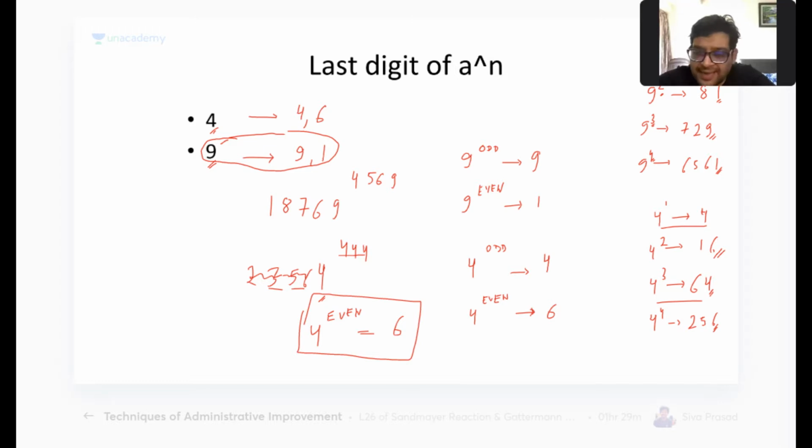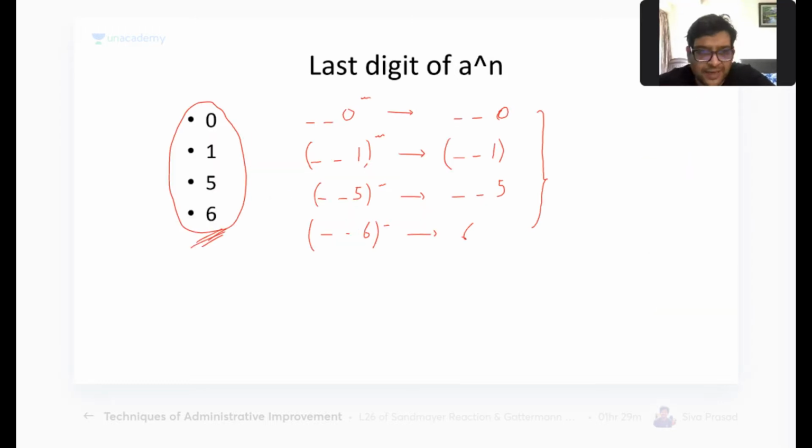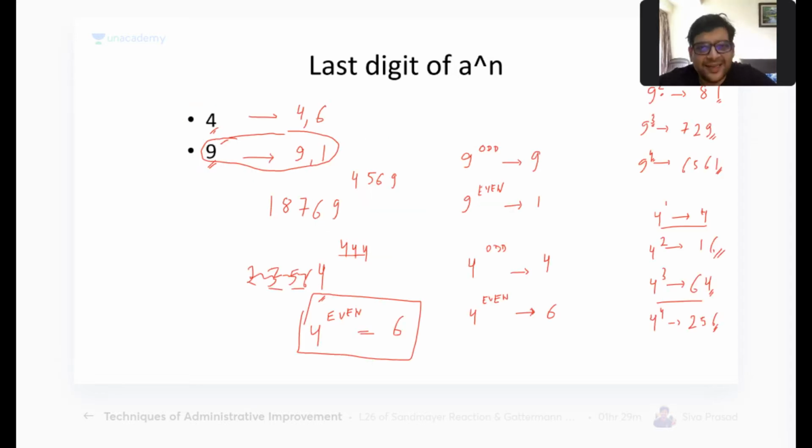Can I go to the next case? So we have discussed two cases till now. For the numbers which are ending in 0, 1, 5, and 6, they will continue to end in 0, 1, 5, or 6. Whatever powers they are raised to does not make a difference. The other cases that we have discussed is when the numbers are ending in 4 and 9.